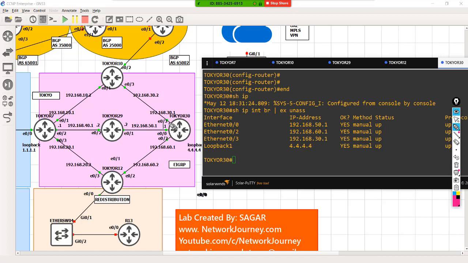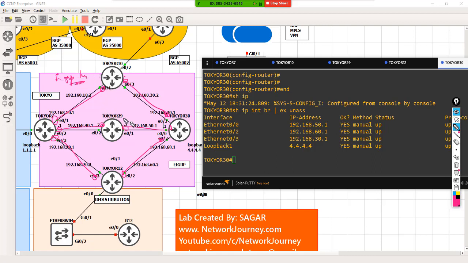So I have 50.0, that's here. I have 60.1, which is over here, 30.1 over here, and then I have the destination 4.4.1, which is configured as a loopback. Okay, just all basic reachability. You can ping point to point just to make sure they are reachable. They must be reachable to form your EIGRP neighborship.